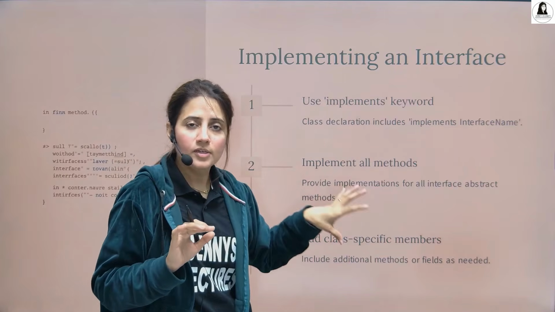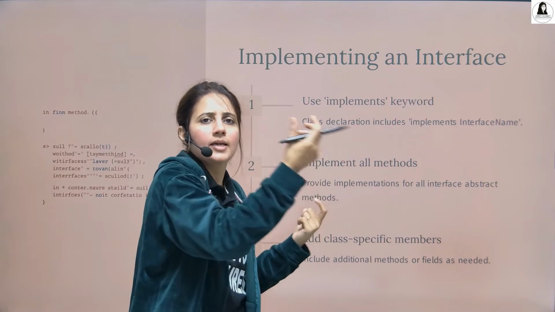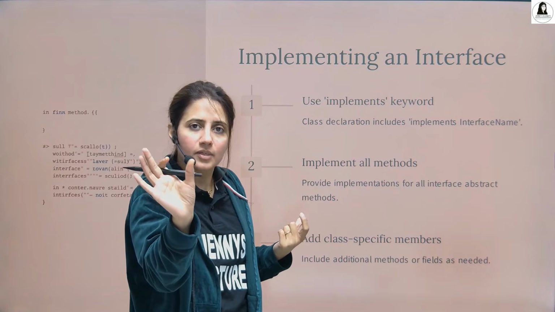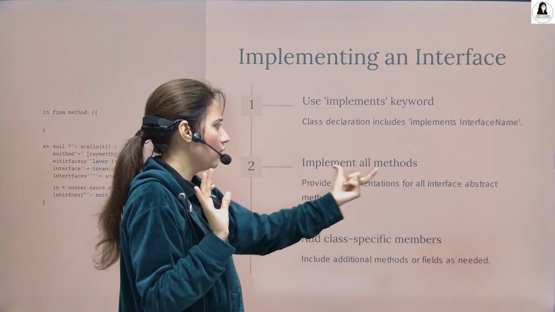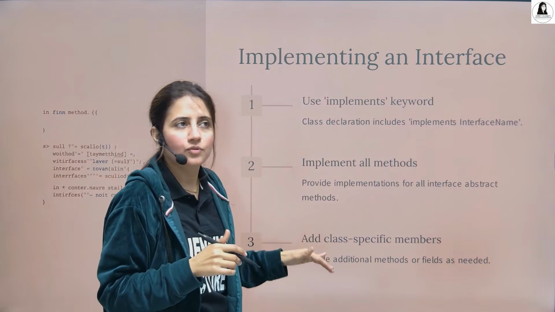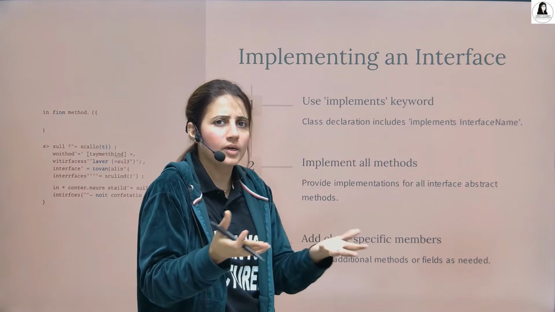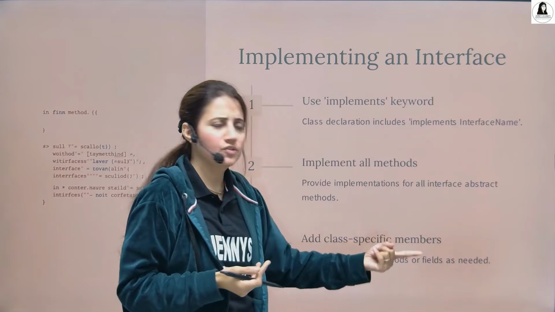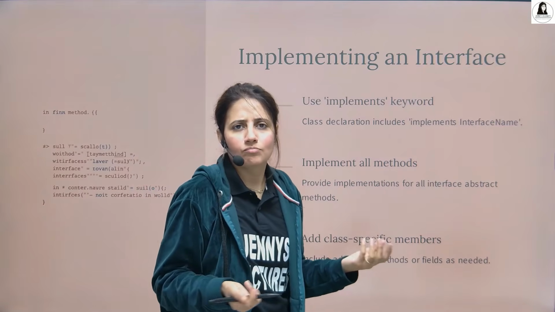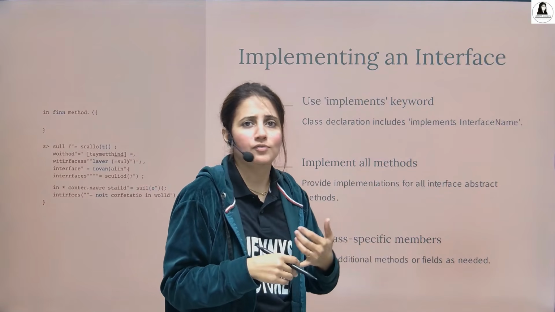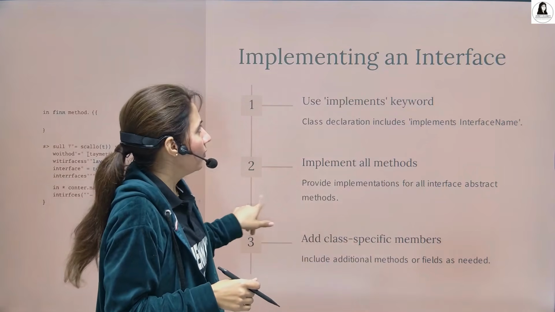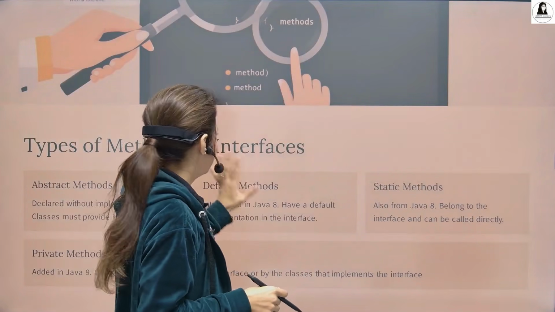How to implement an interface? Simple syntax: class, then class name, then the word implements, and then the interface name, and implement all the abstract methods of that interface. And if you want to add some more methods in that class, you can add class-specific members and methods as well, because in a class everything is allowed, whether instance variables or methods. So you can add whatever you want in that class. Okay, now let me show you these things practically.